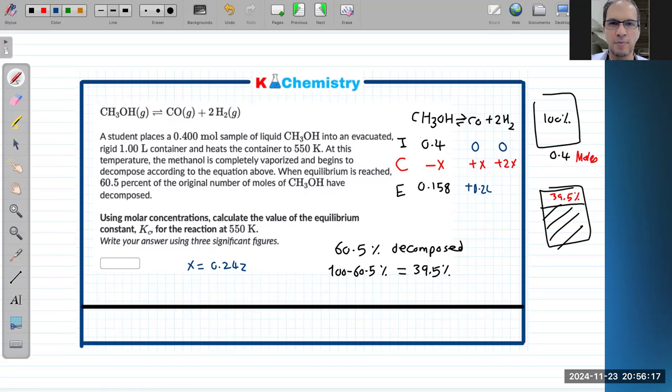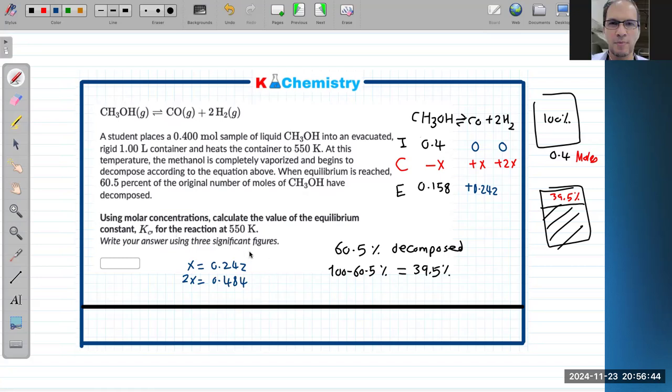What about Yazid, the H2? How do I find it? I just have to add x again, but this time multiplied by what, Yazid? By 2. So it will be how much? 2x equals 0.484. Jamil, can I now try to find the Kc?